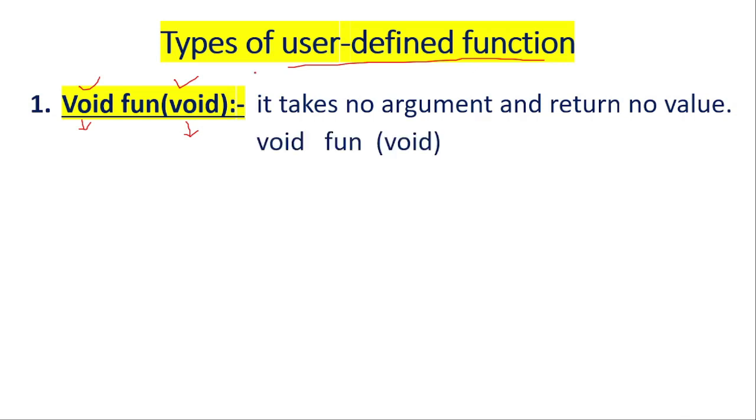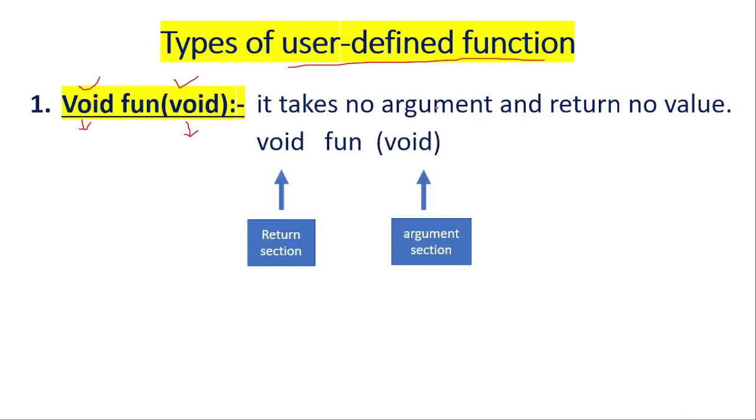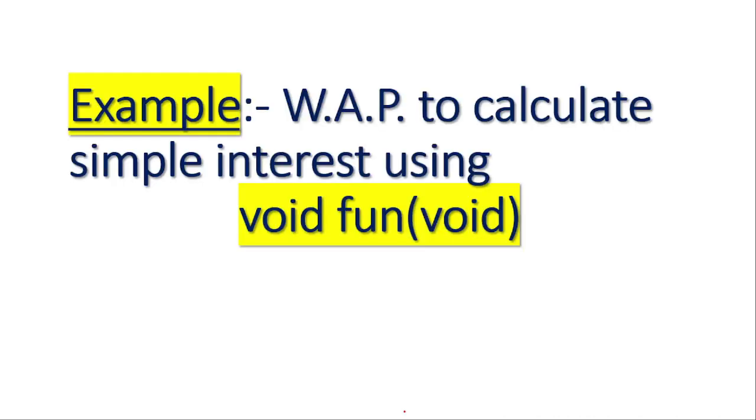So this type of function, void function void, has two sections that I have explained, and I have written this with the help of some diagrams also. This section is the argument section and the first section is the return section. Okay, so the next is a program. We will make a program of simple interest. We will calculate simple interest with the help of a user defined function, and we will use this type, void function void. So how can you create a program of simple interest?